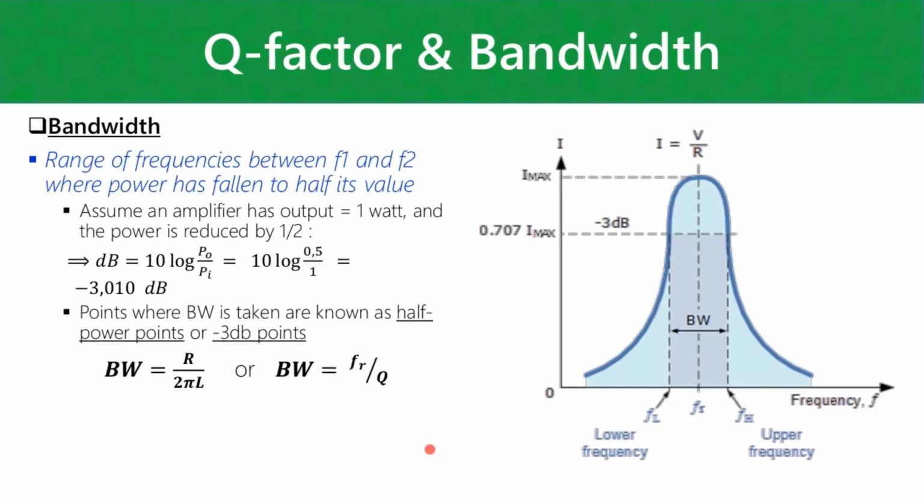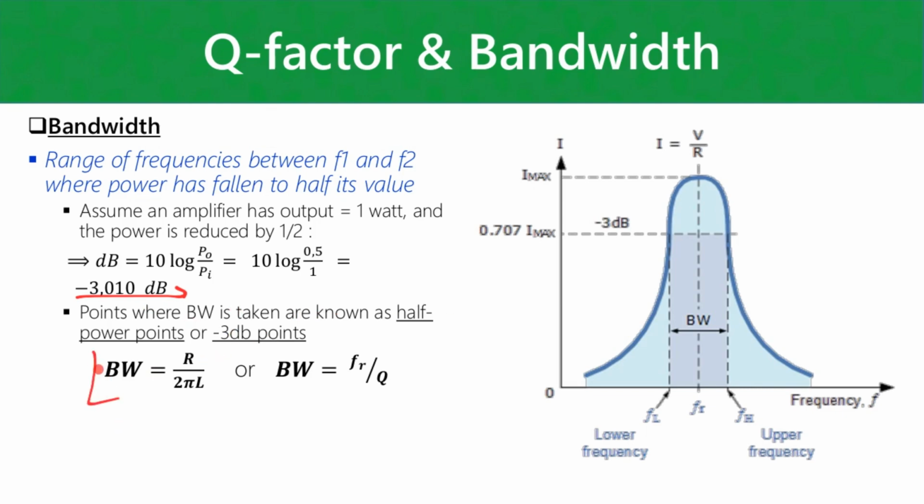Right, so there is a bit of an explanation here on what bandwidth is. Bandwidth is the range of frequencies between F1 and F2, or on the drawing here between FL and FH, where FL is your lower frequency and FH is your upper or higher frequency. And again, this is determined at the half power point of your amplifier or of your circuit here, and that's at the minus 3 dB point. The points where the bandwidth is taken are known as your half power points.